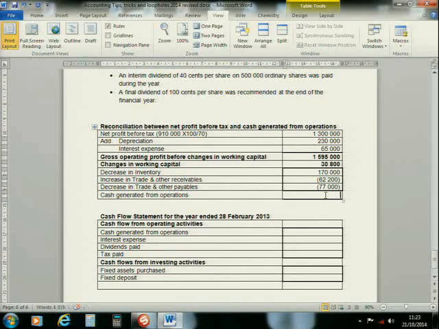You need to add the 2, which will give us 1,625,800. That will be your cash generated from operating activities, and this is the amount that you must take straight to the cash flow statement.